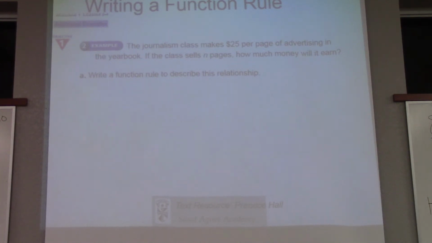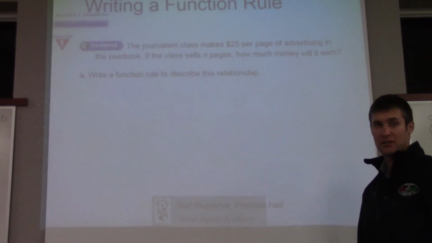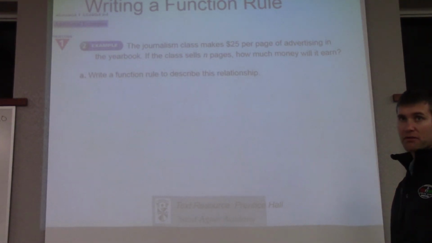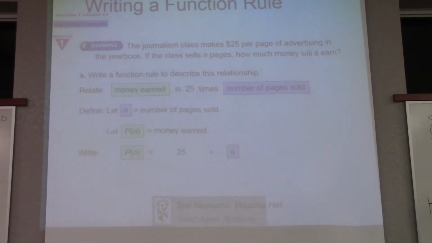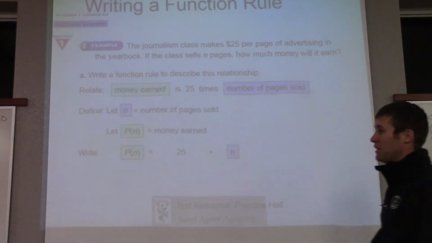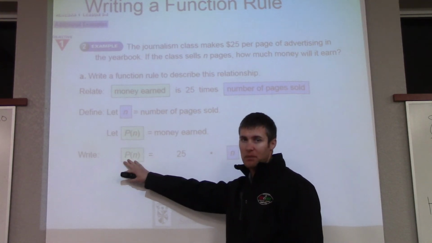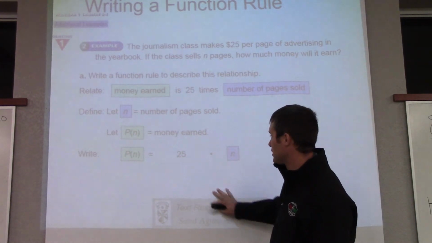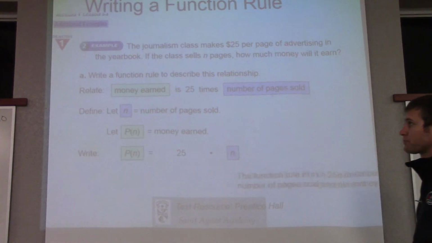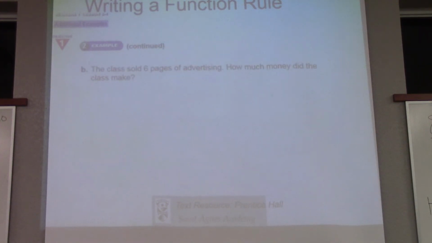Journalism class makes $25 per page of advertising. How much money will they earn? We want to write a function. So I'd say the money I earn is equal to $25 times every page we sell. So we can write something like this: y, the money I make, is equal to $25 times n. And that would be my function rule.